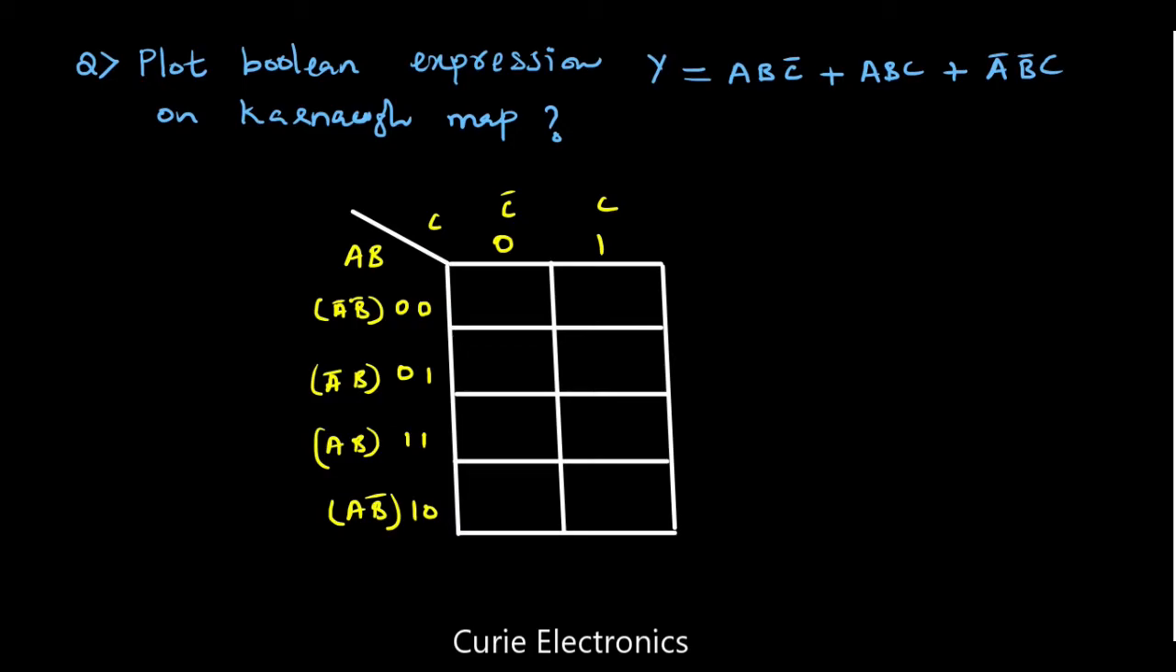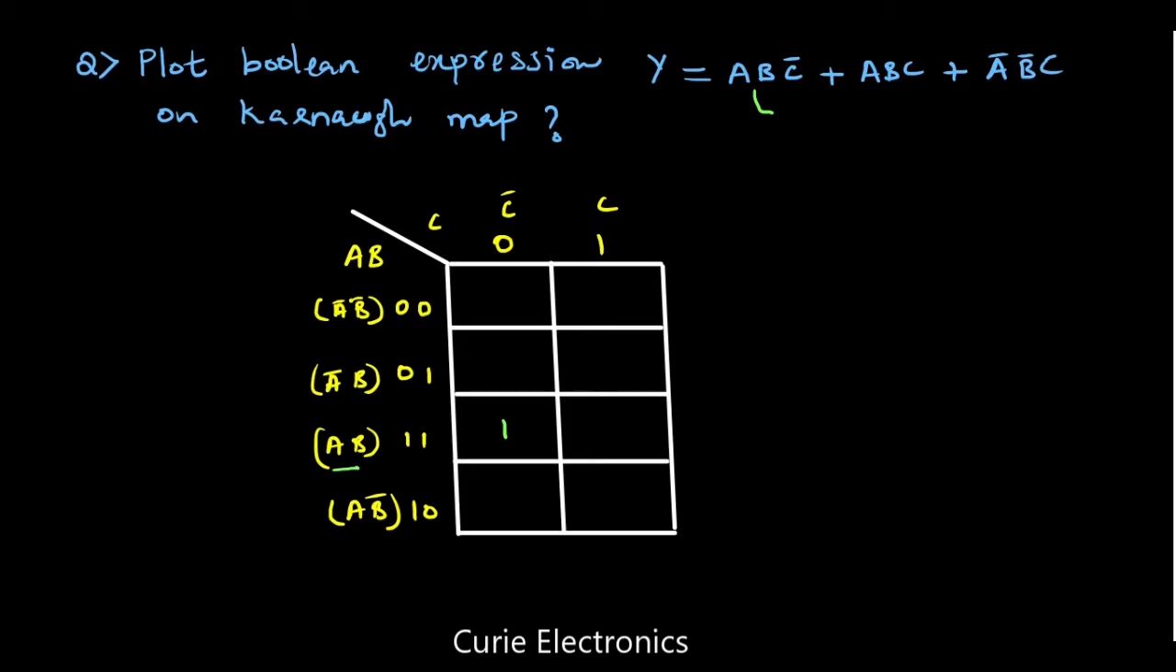Now let's mark the ones. Sum of products means it is ones. Now what is it for this literal A B C bar? We have to mark it on the Karnaugh-MAP. So we have to look for A B, so here A B C bar is here. So it is 1. So we have marked A B C bar. Next, what is the literal? A B C.